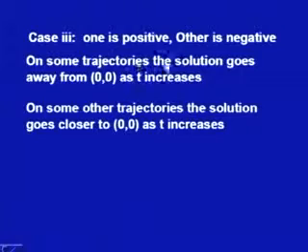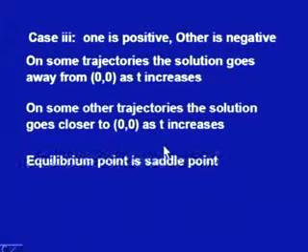In case 3, when one eigenvalue is positive and the other is negative, we say that there are some trajectories where the solution goes away from (0, 0) as t increases, because the corresponding e^(lambda 1 t) increases, but on some other trajectories the solution goes closer to (0, 0) as t increases, because lambda 2 is negative, meaning e^(lambda 2 t) tends to 0 as t tends to infinity for negative lambda 2. So, there are some trajectories which will go close to 0, but there are some other trajectories where the solution goes away from (0, 0). In such a situation, we say that the equilibrium point is a saddle point.